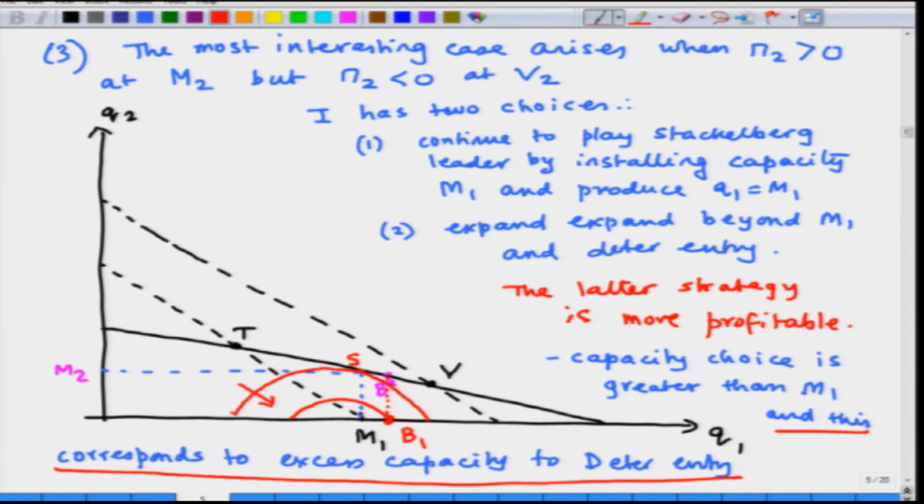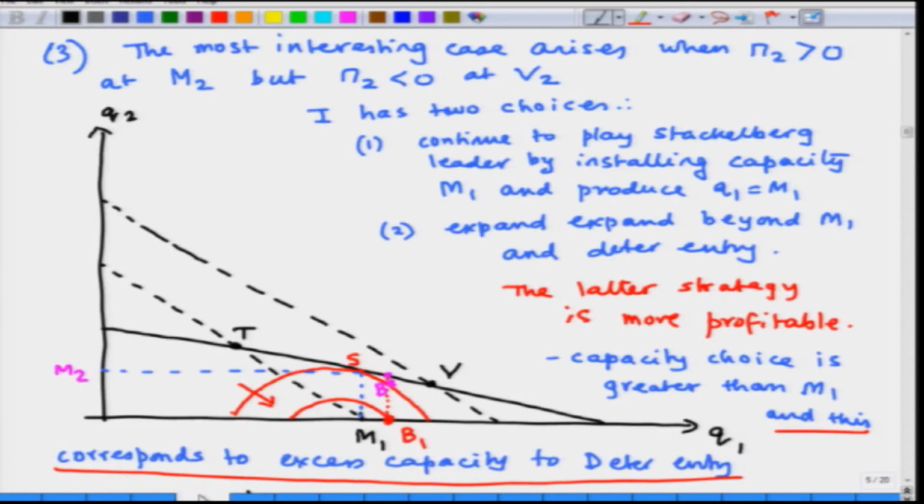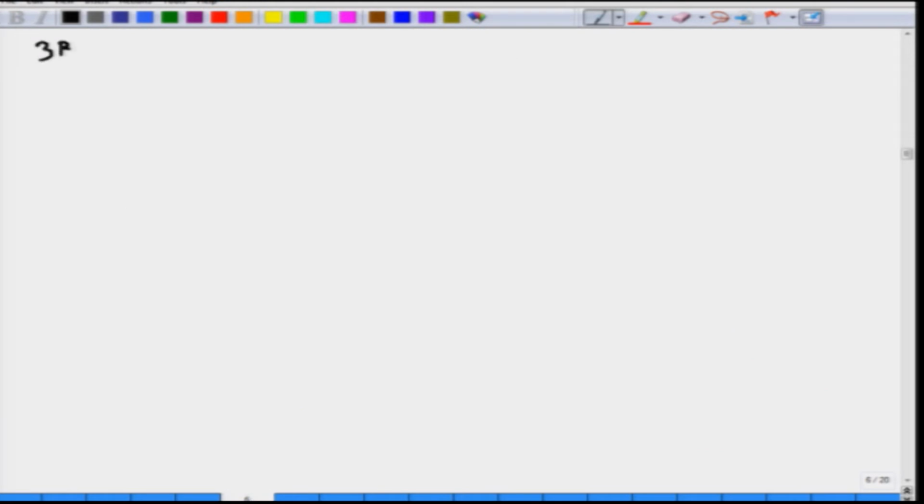But this is not always guaranteed to happen. This depends on how far B1 is, right. So, if B1 is such that the incumbent finds it profitable to deter entry as opposed to accommodating the entrant, the incumbent would actually choose that excess capacity and deter entry. On the other hand, we could have a scenario where the incumbent may simply find it profitable to actually accommodate entry. So, if we call this 3A, we can get 3B, which is where the former strategy is more profitable.